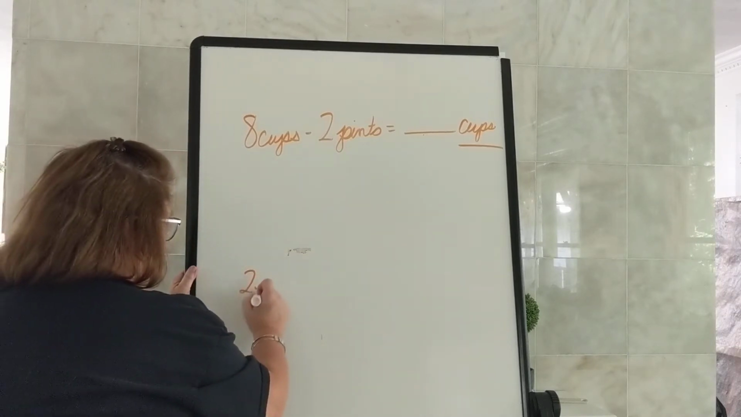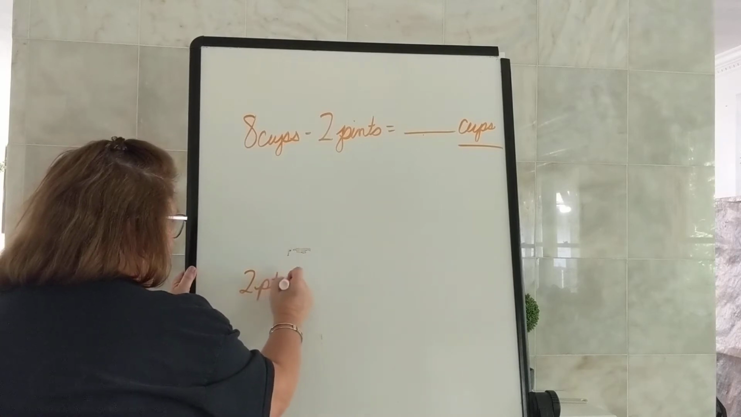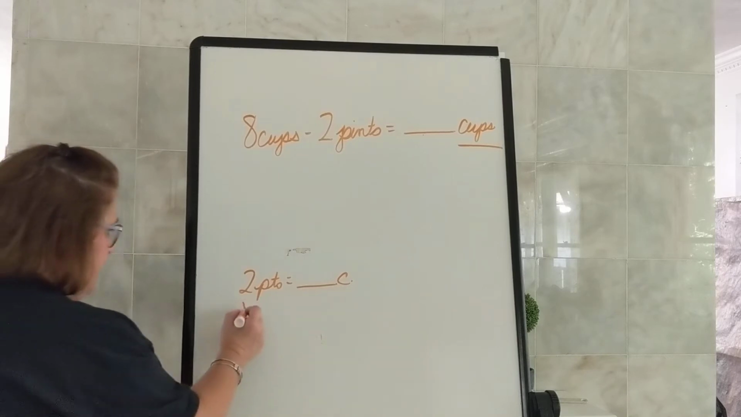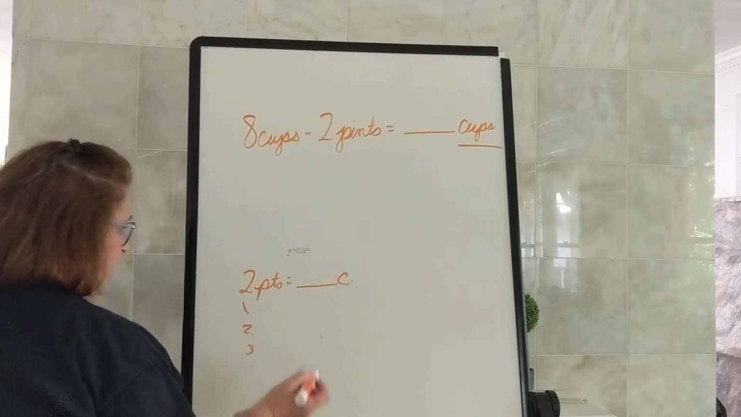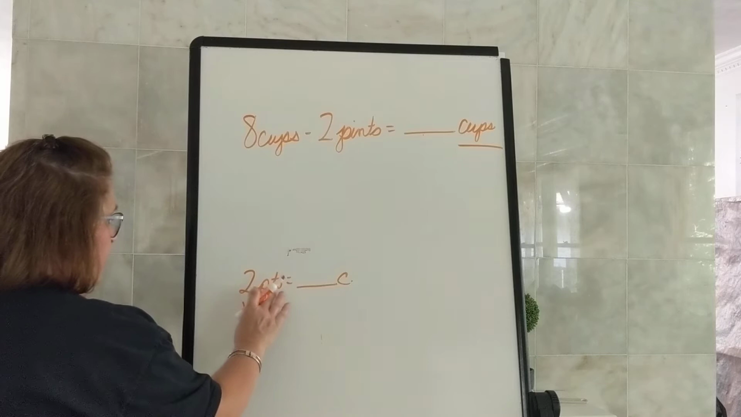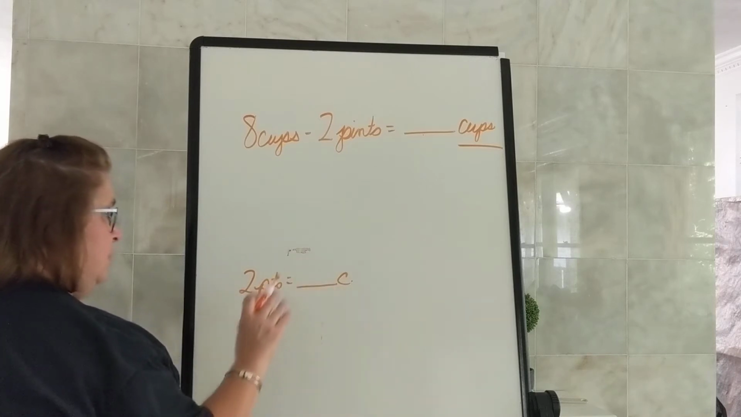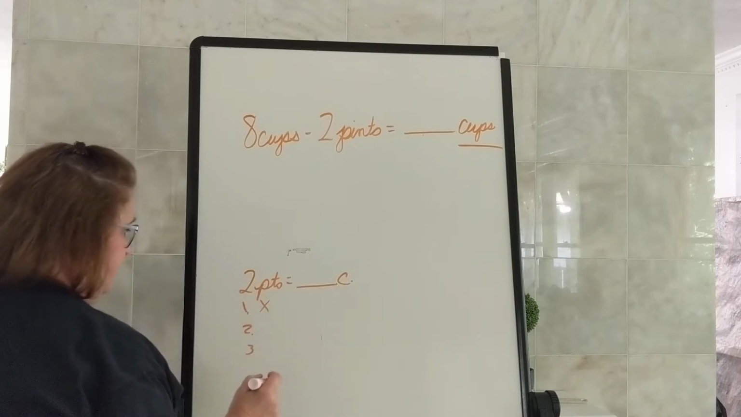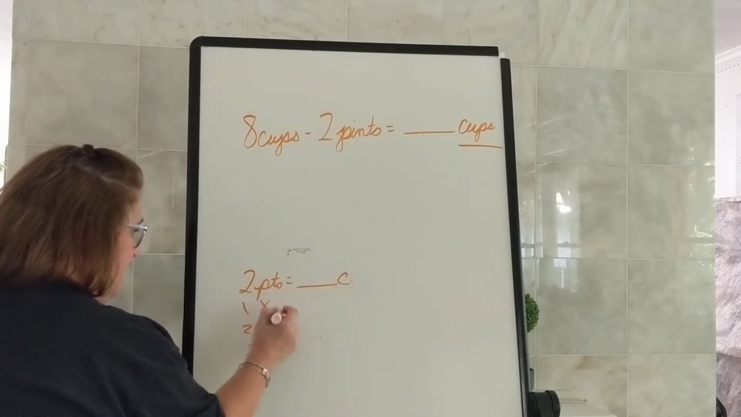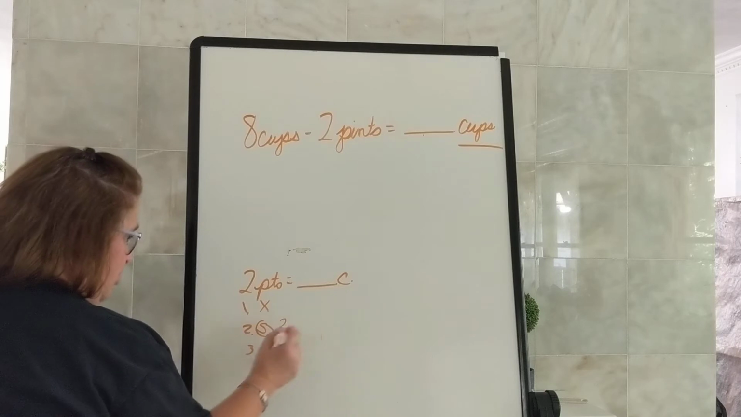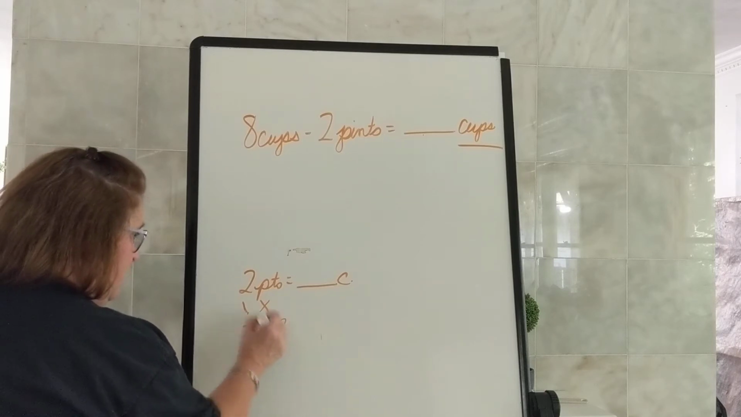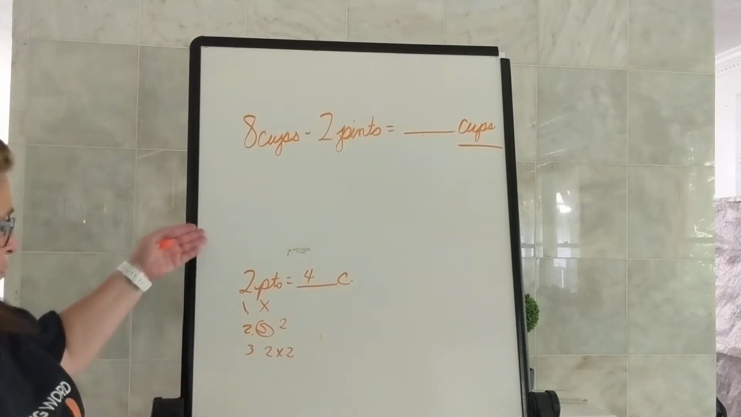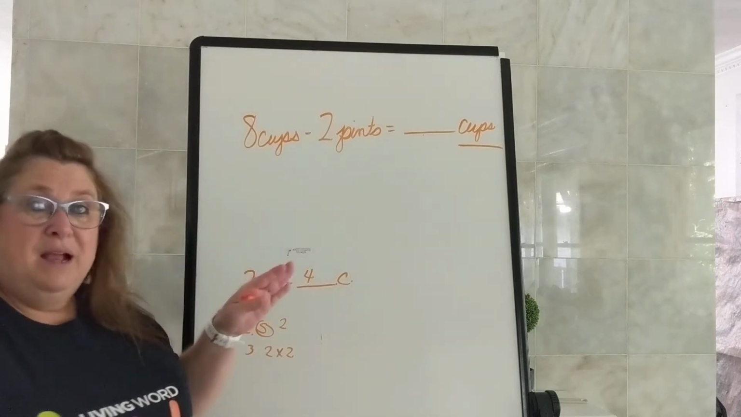Remember yesterday we had problems that said 2 pints equals blank cups. And we did our 3 steps, 1, 2, 3, and we said pints. We're going larger to smaller, multiply; smaller to larger, then you divide. Pints to cups is larger to smaller, multiply. We found our special number. How many cups were in a pint? 2. We multiplied our special number 2 times our given number 2, and we got 4. So we know how to convert those pints to cups.